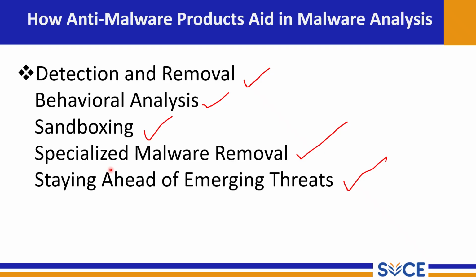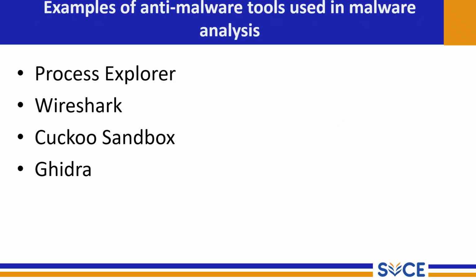Okay, so this is all about how this product is used in malware analysis. And next, we are going to see examples of anti-malware tools that are used in malware analysis: Process Explorer, Wireshark, Cuckoo Sandbox, and Ghidra. Okay, so these are the common ones that are used. Now let us see what is meant by Process Explorer.